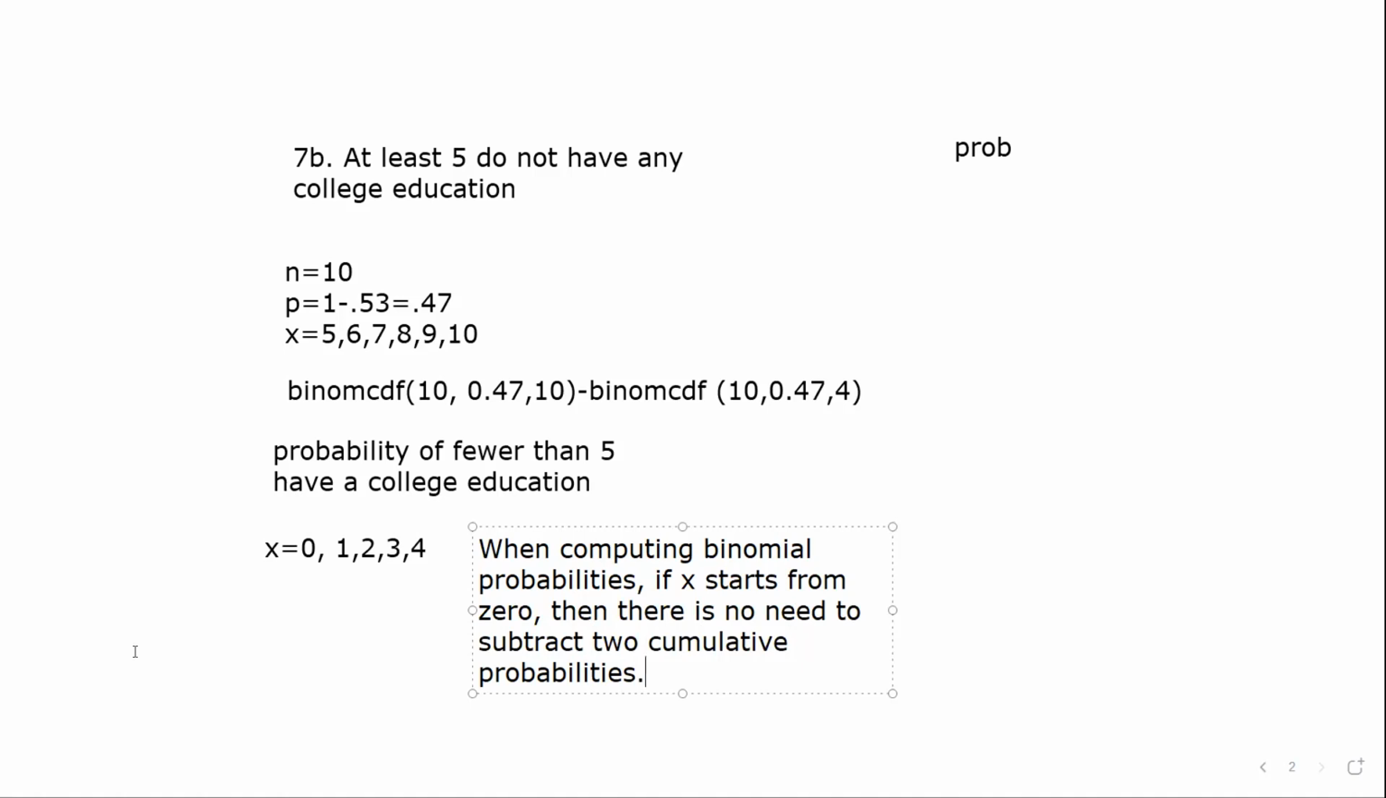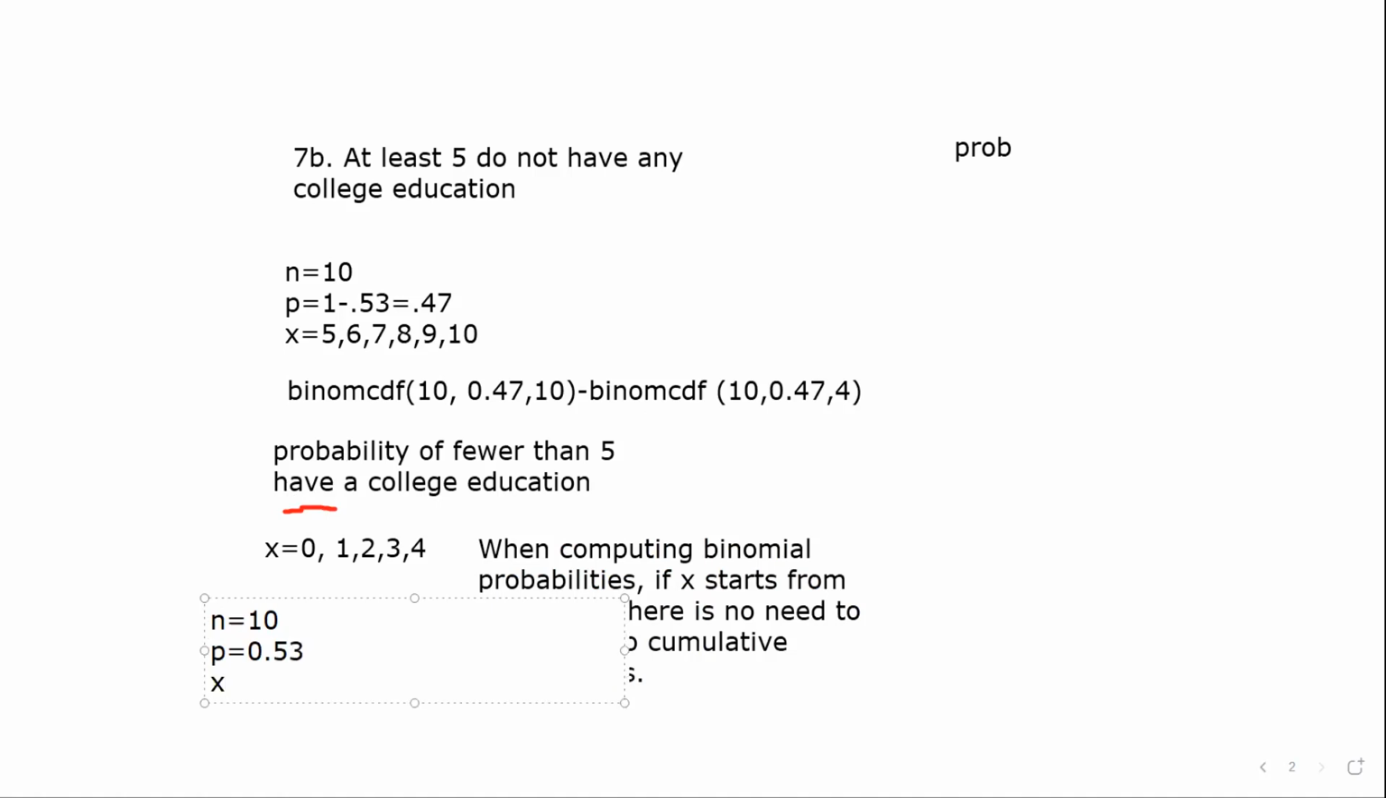Now here you have to remember, these people have a college education. So in this case, let me put a note on the side. N is still 10 because we're still dealing with the same 10 people. P though is the likelihood that they have a college education, which they gave you, that's 53%. And your X here, as I mentioned previously, is 0, 1, 2, 3, or 4. So far, so good?